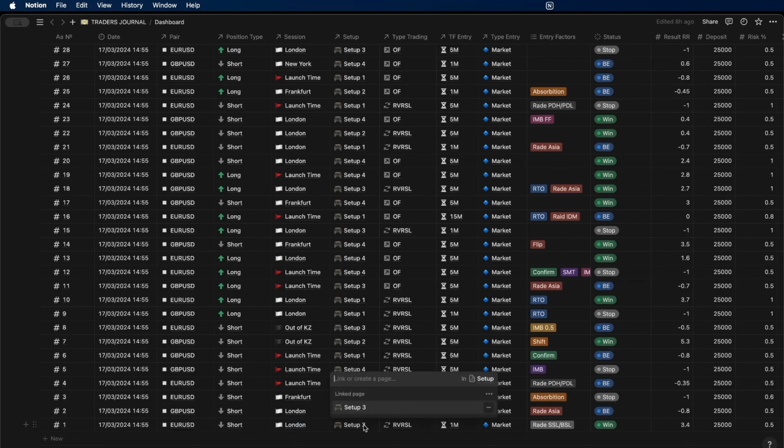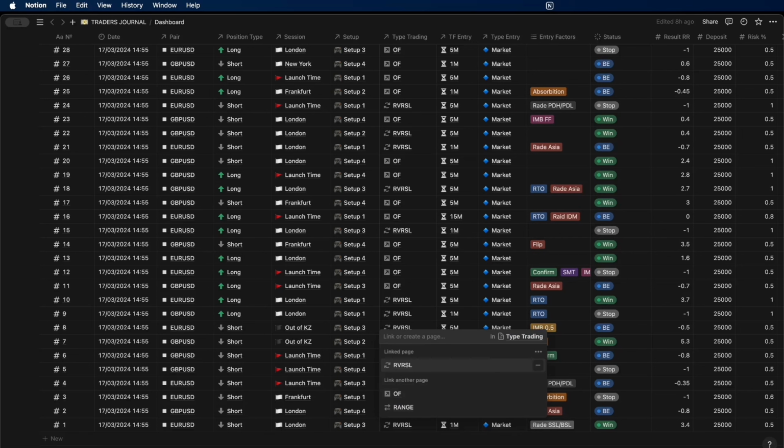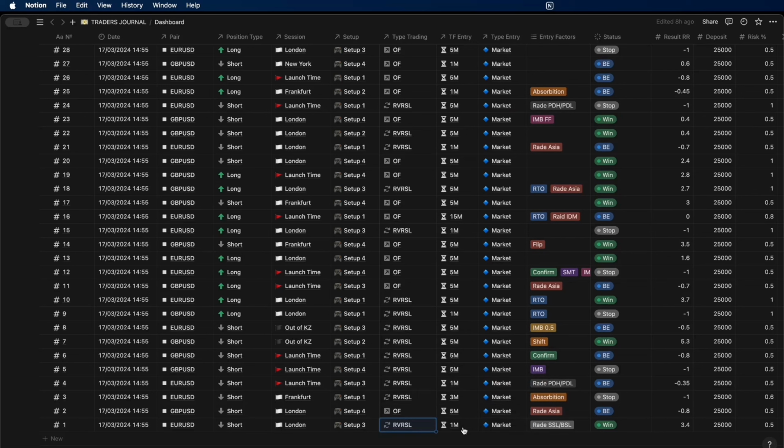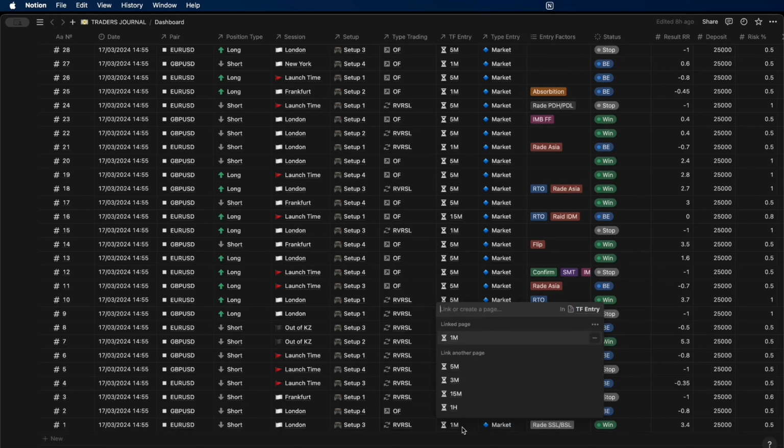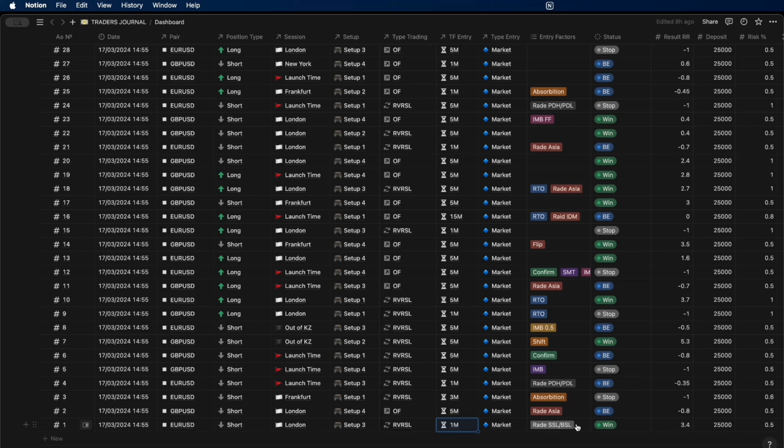Then I have a setup. I have a few setups that I trade. I'll first tell you how I fill in the setup, and then I'll tell you how I analyze it. I note the type of movement on the senior time frame. This is either a reversal, order flow, or a range. Next, I choose the time frame that I'm entering on. Then I enter on a limit order or a market order. You can also choose the time frames for yourself. You can set some other time frames if it is convenient for you.